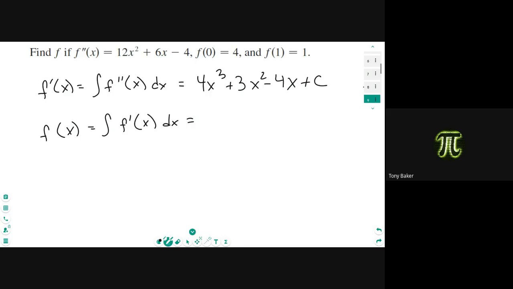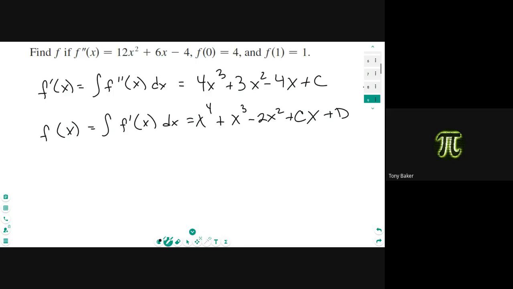Now we're going to do the integral of that, and you're going to catch me saying derivative constantly because in my head. The integral of this. What's the integral of 4x to the third? X to the fourth. Integral of 3x squared. X to the third. Integral of negative 4x. Negative 2x squared. Integral of c. Cx. And we need another letter. So we'll use d.